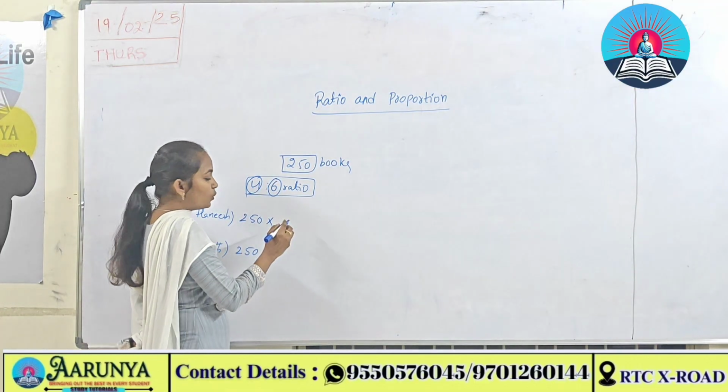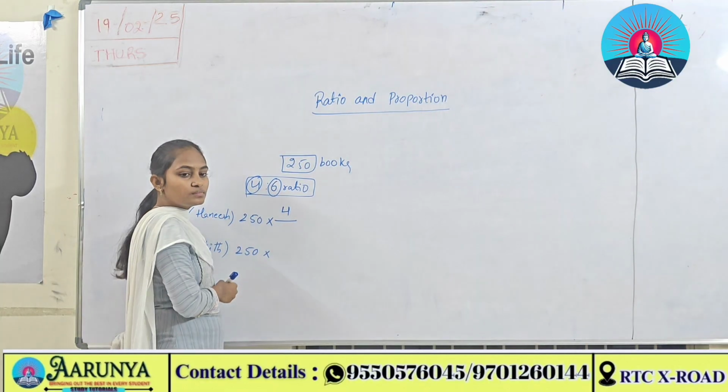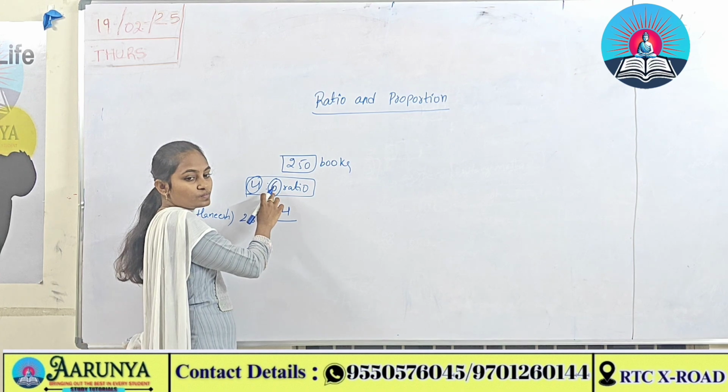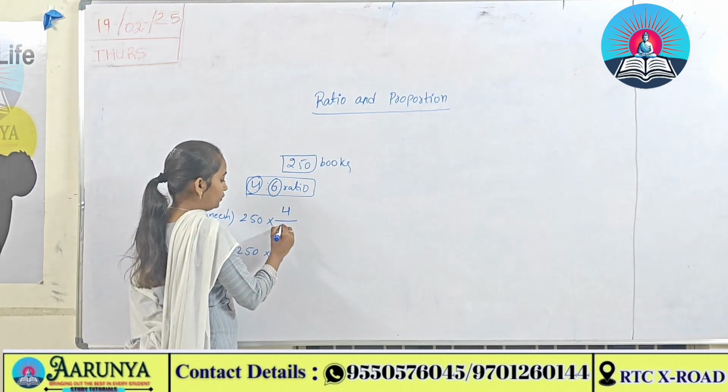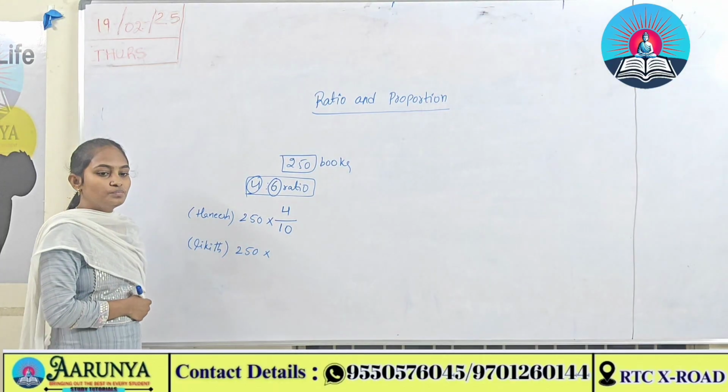This is for Hanish. What can I do? 4 divided by how many total books? The ratio is 4 plus 6, which is 10. So this is how we have to do it.